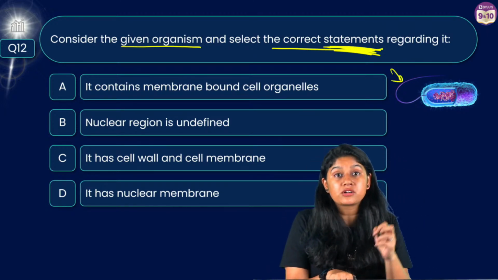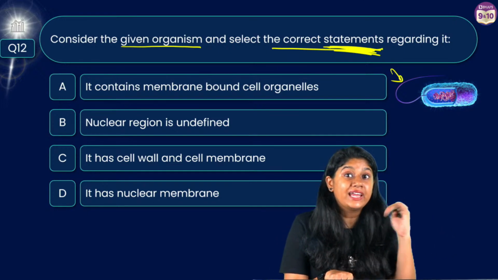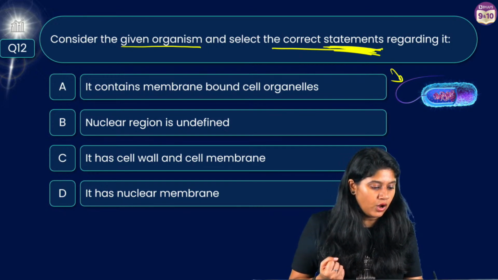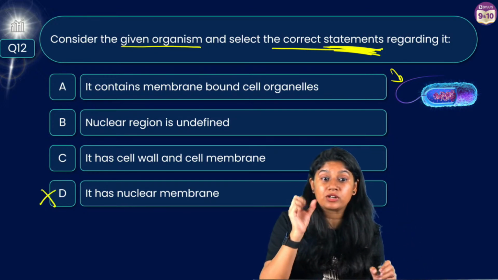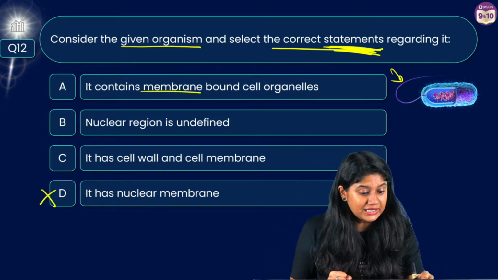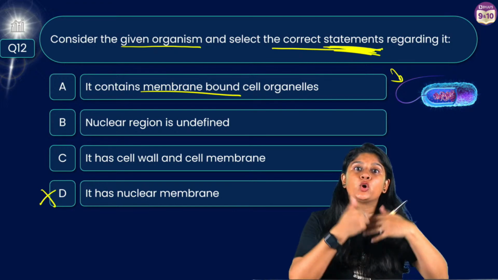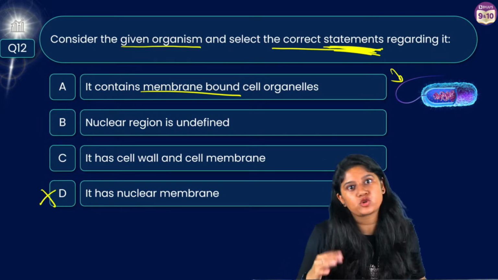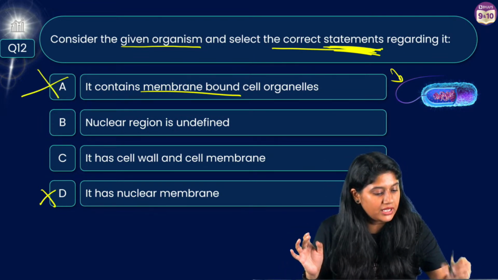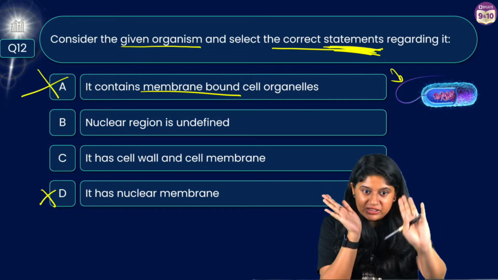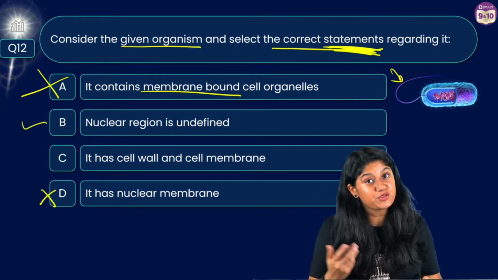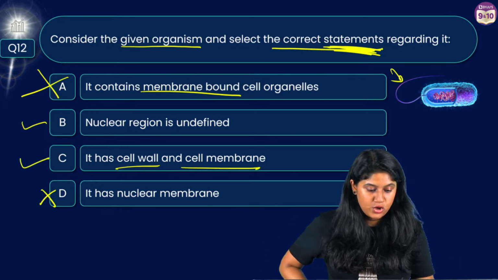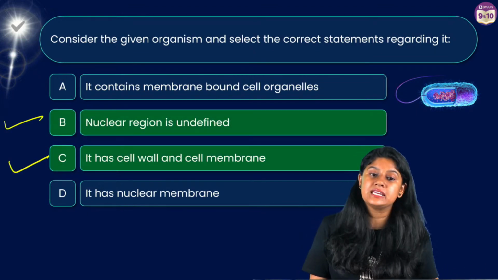So we know that this is a prokaryotic cell or a bacterial cell, right? They do not have the nucleus, so they do not have a nuclear membrane. They definitely will not have a nuclear membrane. They do not contain membrane-bound organelles. First of all, they don't have organelles except ribosomes, and ribosomes also don't have a membrane. So they do not have any organelle with a membrane. They have a nuclear region which is undefined. Absolutely correct. It has cell wall and cell membrane? Yes, it does. So the correct answer over here is B and C.